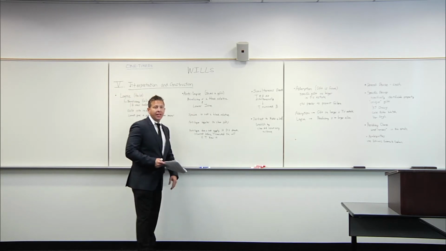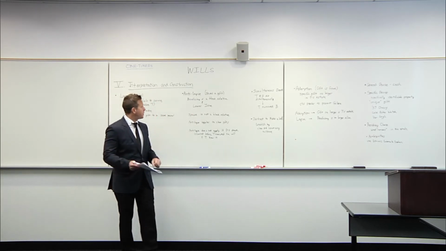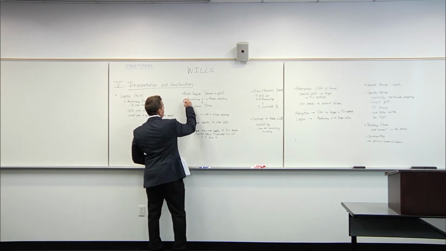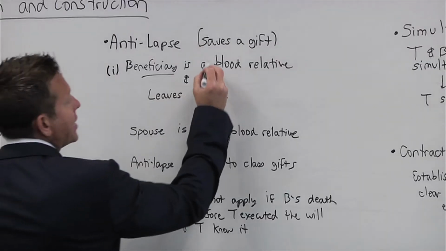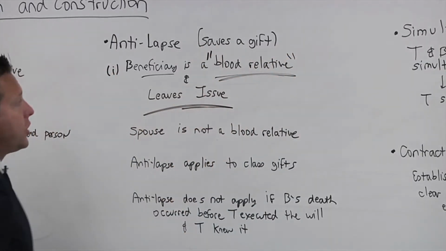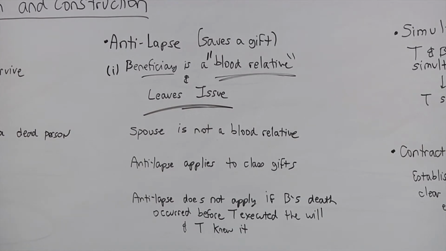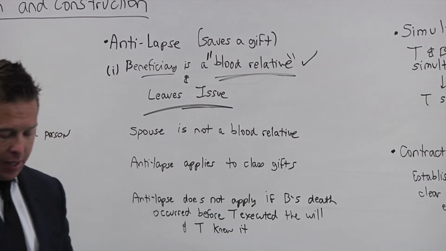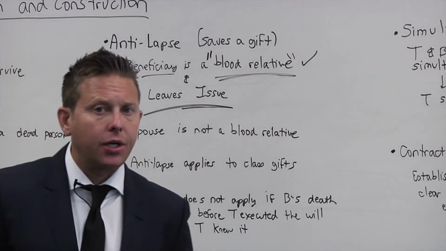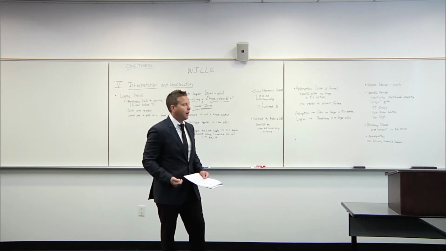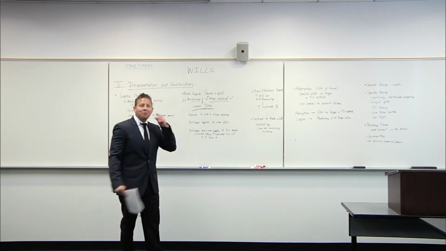That brings us to anti-lapse. Anti-lapse saves the gift. But there are two conditions. Number one, the beneficiary has to be a blood relative, and they have to leave issue. That's usually what they're going to test you on, the blood relative part. Who's the blood relative? My brother, my sister, my son. I don't have kids. Thank God. My son, my daughter.